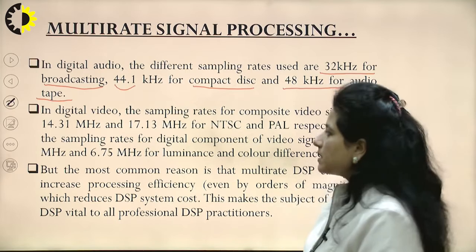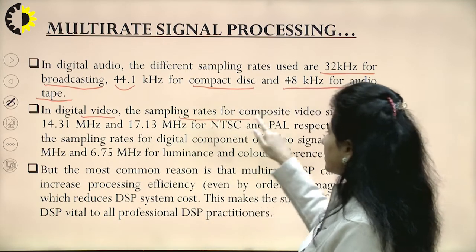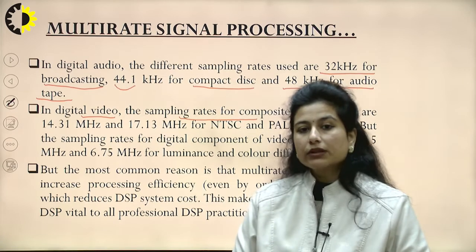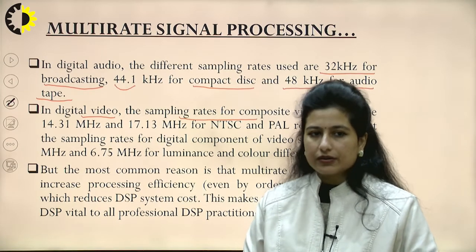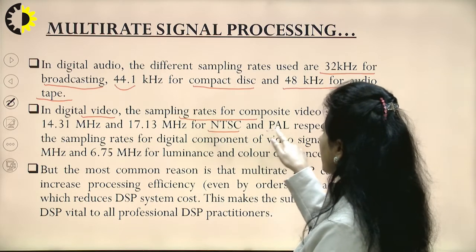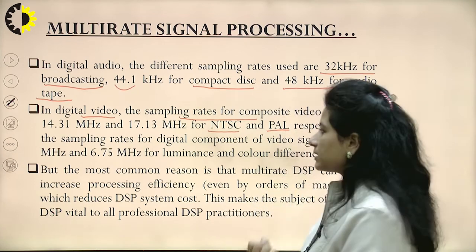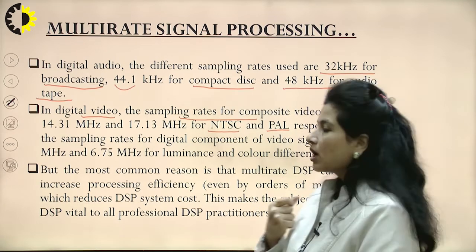Similarly, talking about digital video, different sampling rates would be required depending upon the different TV systems we have in a country. The most popular TV systems are NTSC and PAL, and both systems have different specifications for the video signal that we are transmitting. So what do we see here?